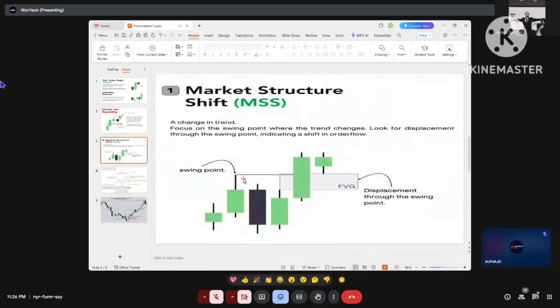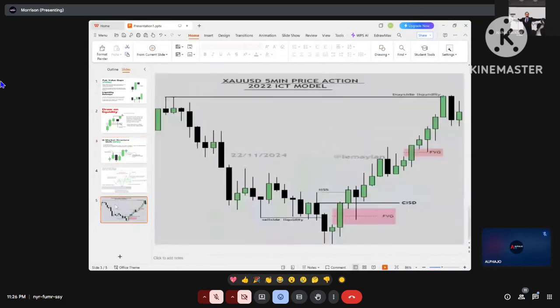A market structure shift is a change in trend. Okay, so that low right here, that high right here, that went below, and the price goes above it with displacement, that creates a fair value gap, right? So displacement through the swing point, displacement breaking and changing market structure, creates a fair value gap, and that fair value gap is where you are going to be entering from. So I'll go on to the chart and I'll show you, but for now I want you to get the idea.